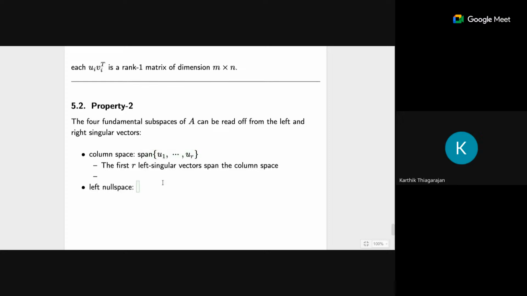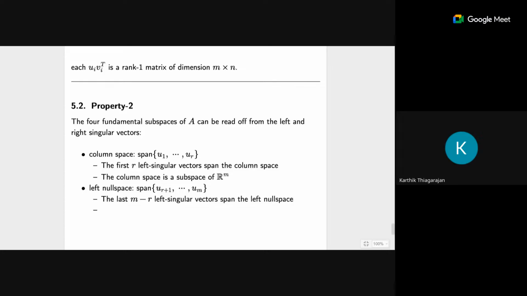Remember that u1 to um is orthonormal. So u(r+1) to um is the left null space. Also remember that the column space is a subspace of Rm, so the columns are in Rm, and each one of these u's is in Rm. So this is the left null space. The remaining singular vectors are m minus r, right? So the last m minus r left singular vectors span the left null space.